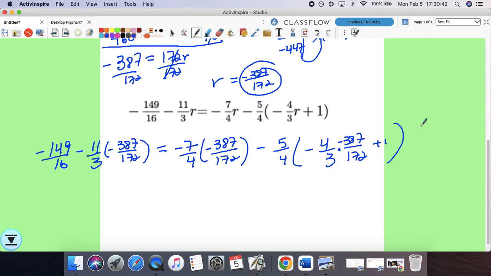So let's see. So this, like I said, does nothing. So we need to find some values first. This is going to be a positive. So in your calculator, you would put 11 over 3 times 387 over 172. Press enter. Simplify, and you get 8 1/4. So all that is 8 1/4.